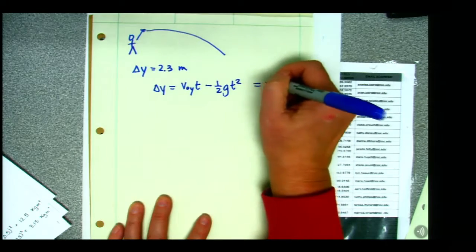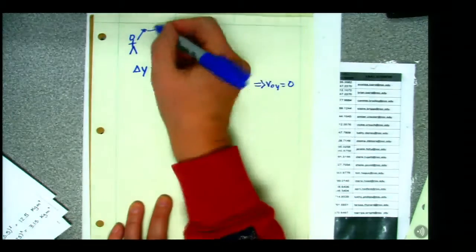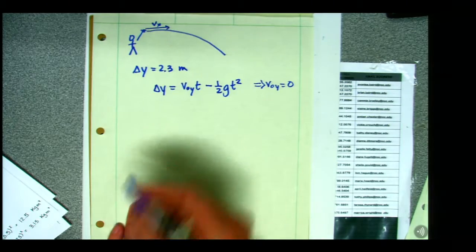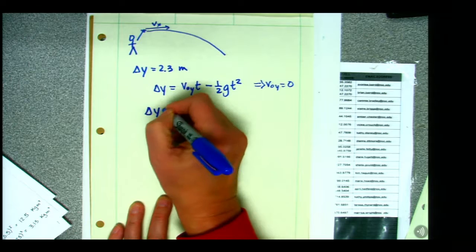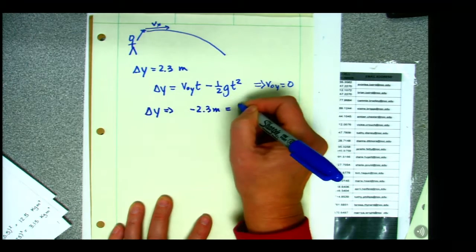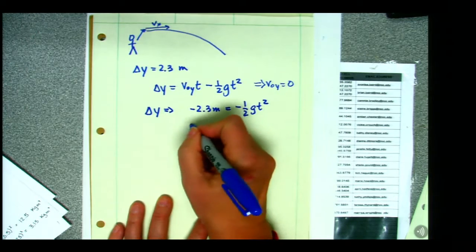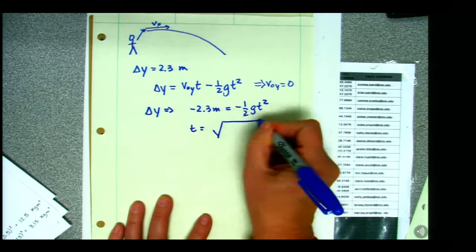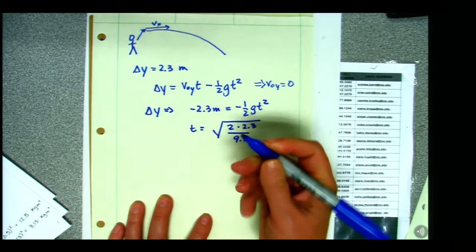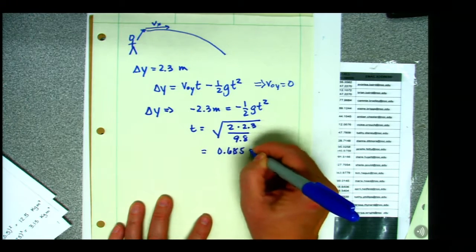And we know that the initial velocity in the y direction is equal to 0, because once it leaves here, it's going to have only a velocity in the x direction. So I can do the same problem that we've been doing all along. Minus 2.3 meters is equal to minus 1/2 gravity times time squared. If I solve for time, that's going to equal the square root of 2 times 2.3 divided by 9.8. And that gives me 0.685 seconds.